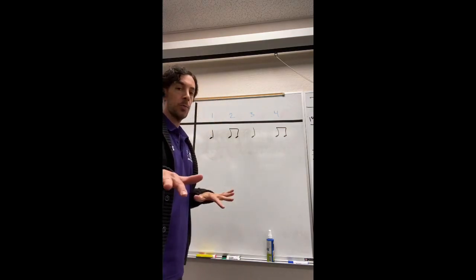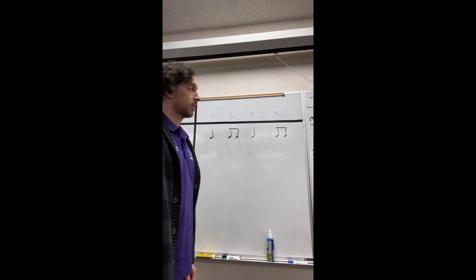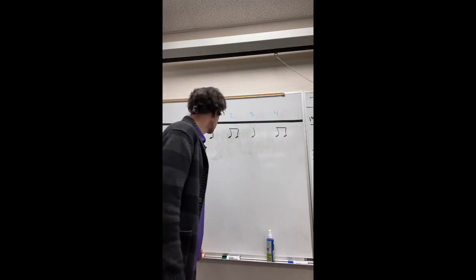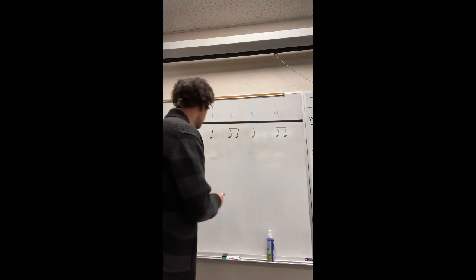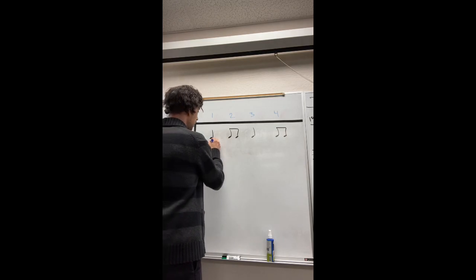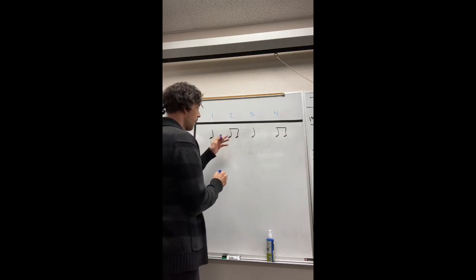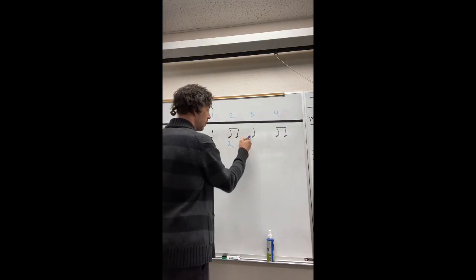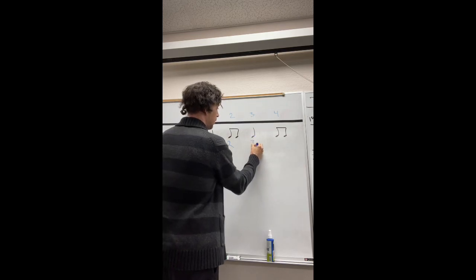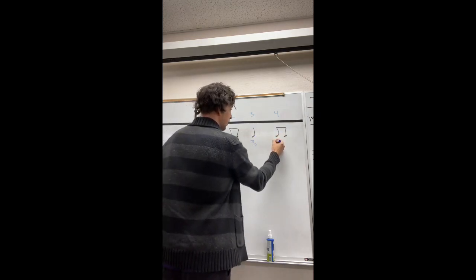So hopefully you've had a chance to pause this and clap and count. So I'm going to go ahead and reveal what we're going to be dealing with here. So everything has a number. We have beat 1 with 1 sound, beat 2 with 2 sounds, beat 3 has 1 sound, and beat 4 happens to have 2 sounds.